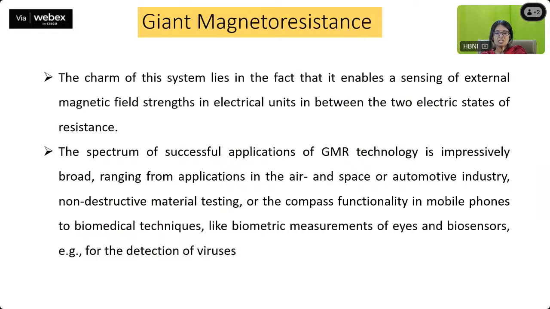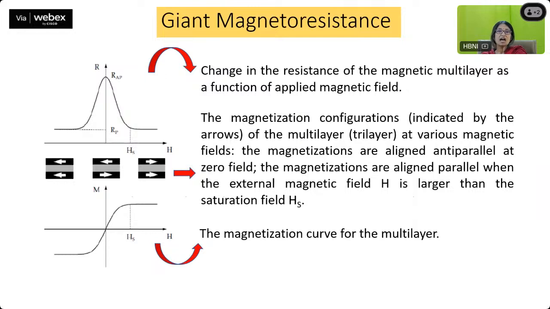And the spectrum of successful application of GMR technology is broad. It ranges from applications in air and space or automotive industry, non-destructive material testing or compass functionality in mobile phones, to biomedical techniques like biometric measurements of eyes and biosensors, for example, for the detection of viruses. So let's see how it looks.